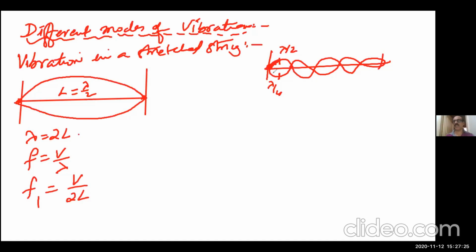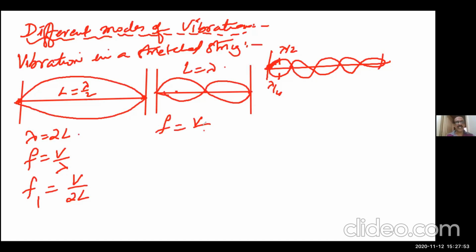Then what is the next frequency possible? Let us see. If you're vibrating exactly in the middle, this portion will vibrate like this and the wave will continue here, you see. Now one lambda forms, right? Lambda by 2, lambda by 2, L is equal to lambda. So we can say here F is equal to V by lambda. This is F1. F2.